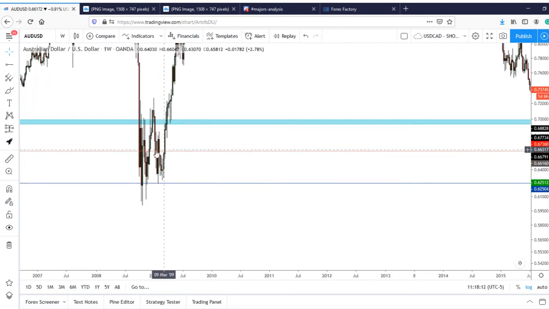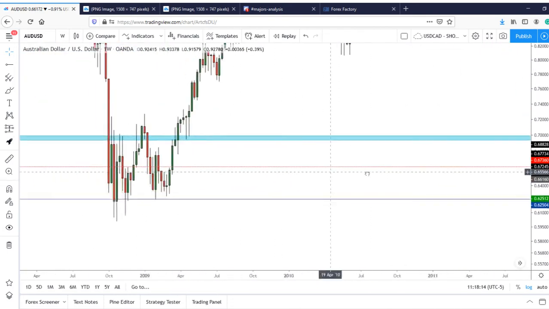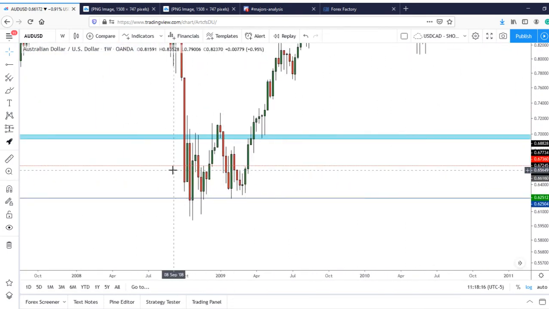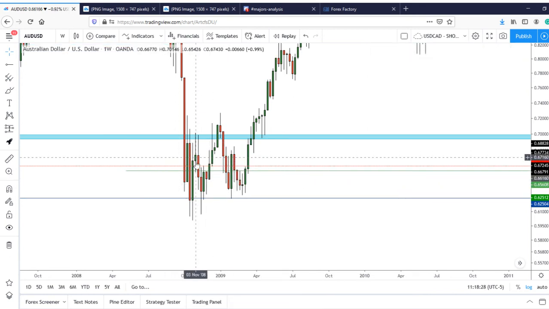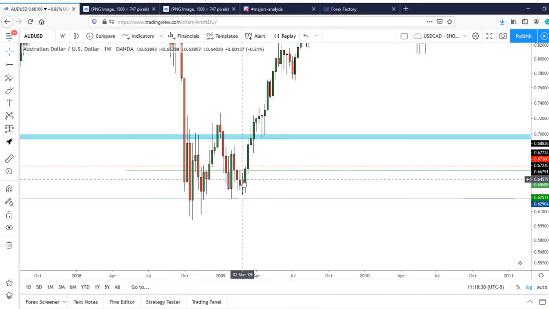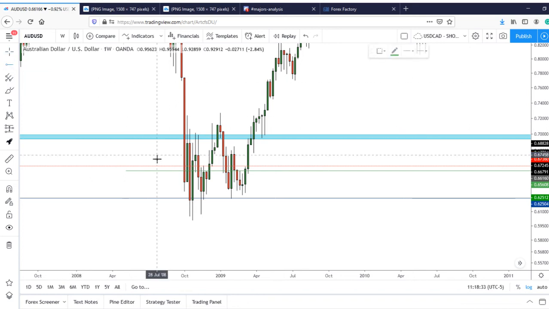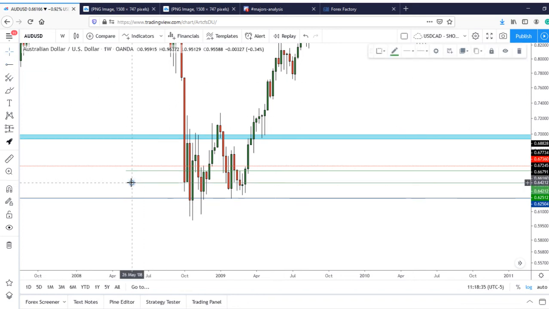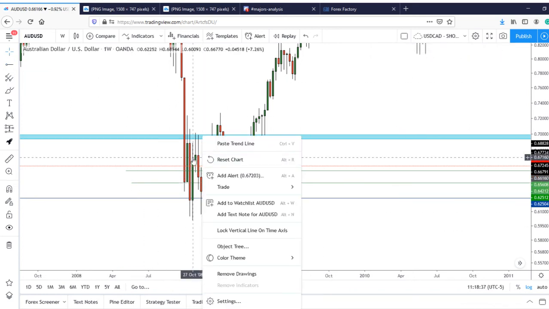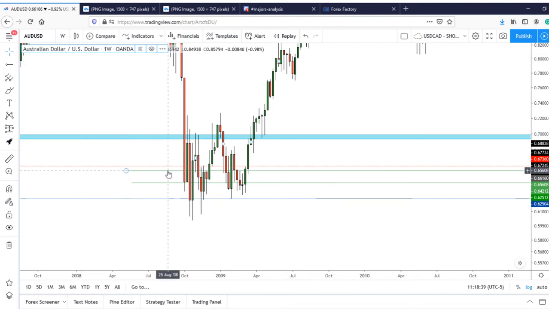So bear with me while I look for these specific levels. I'm just looking for wick activity. Okay. One region right here. The next one here. Now these are semi-arbitrary because we're on the weekly time frame.